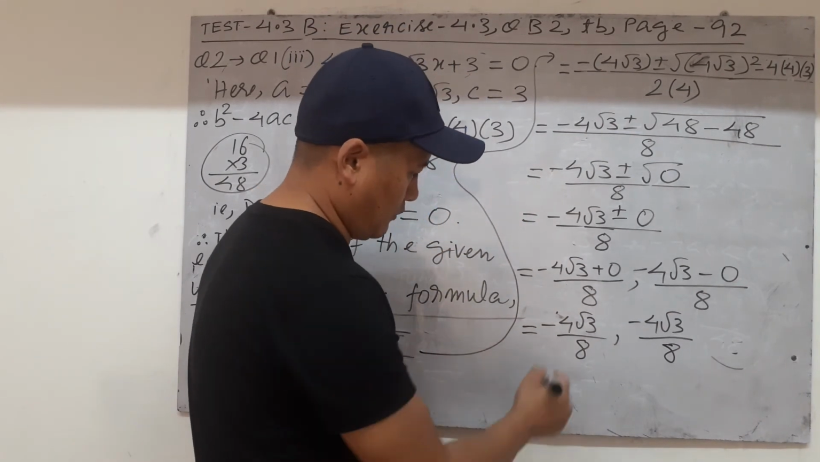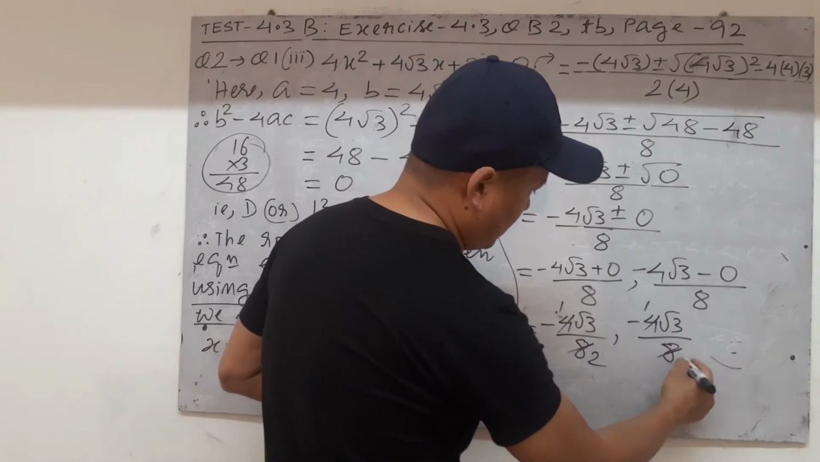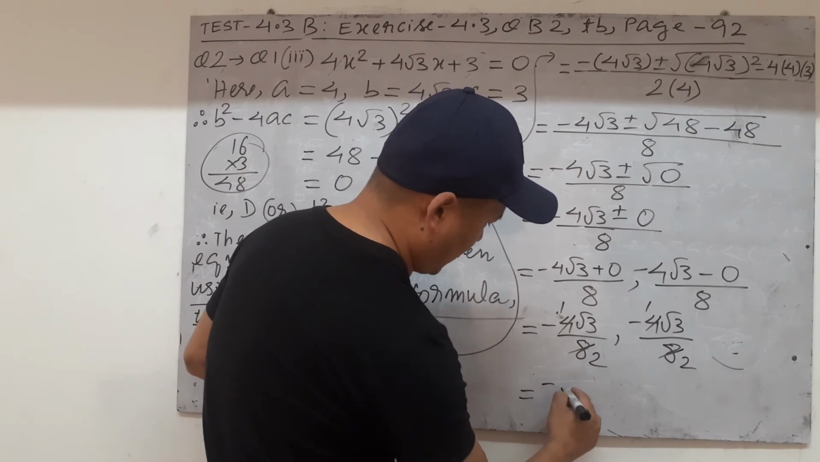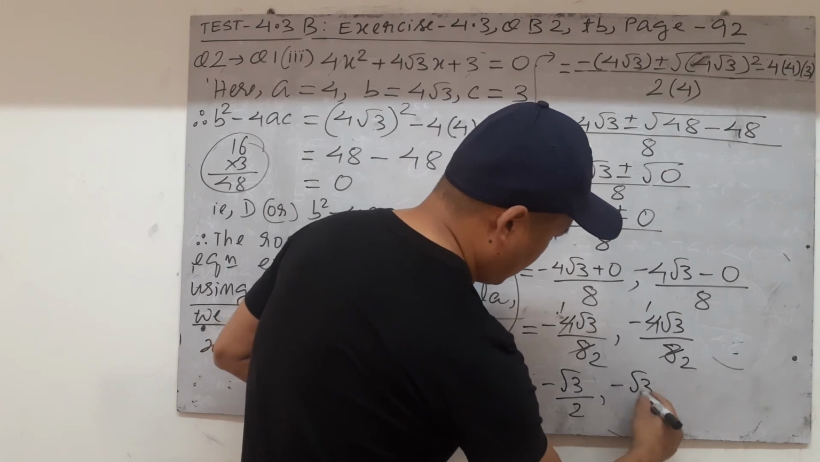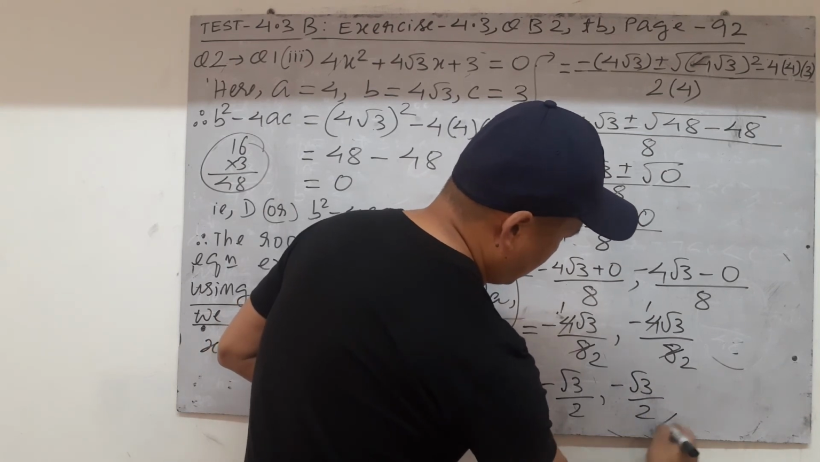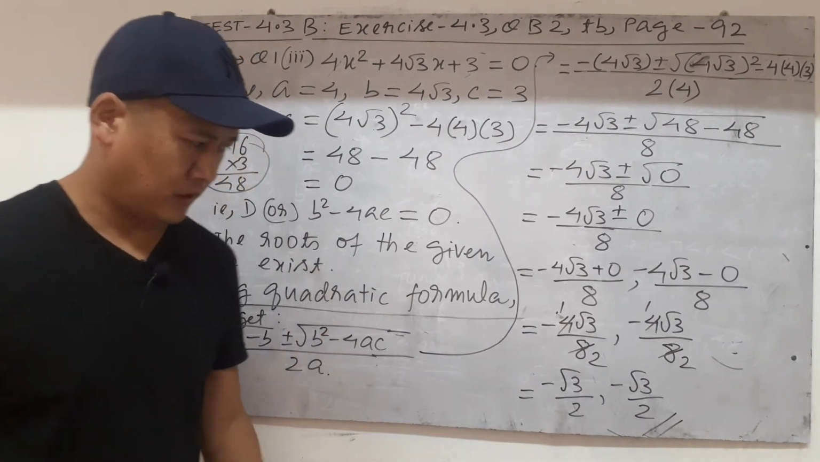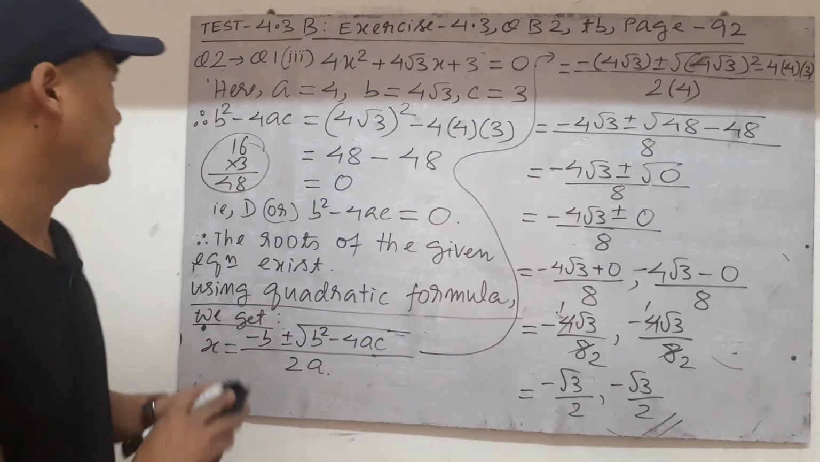So 8, then we can cancel: 4 1s are 4, 4 2s are 8. So our answer is minus root 3 divided by 2, comma, here also minus root 3 divided by 2. The two roots are identical, minus root 3 by 2, minus root 3 by 2. Okay, then the one more question, the last one.